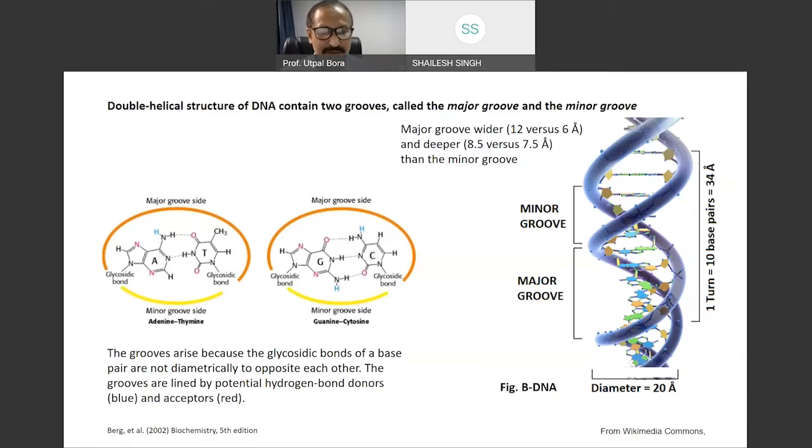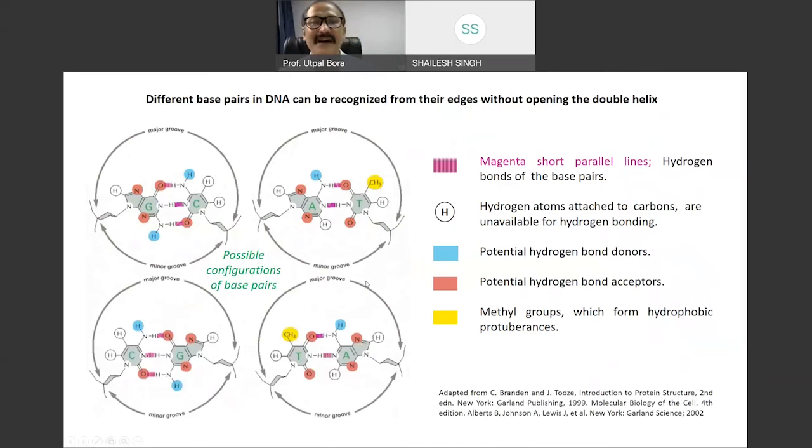And these groups are lined by potential hydrogen bond donors, which you can see colored in blue, and acceptors, which are colored in red. So this is some of the information we need to carry with us.